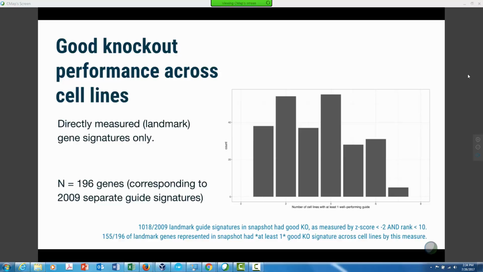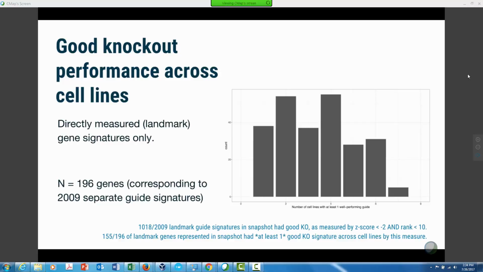So here I looked at knockout performance across cell lines. We haven't fully finished profiling in all 10 yet, but we will be profiling these in all 10 of the cell lines I introduced earlier. And this bar plot here just shows the number of cell lines that had at least one well-performing guide for each of the landmark genes that were profiled in it. Let me know if that doesn't make any sense.